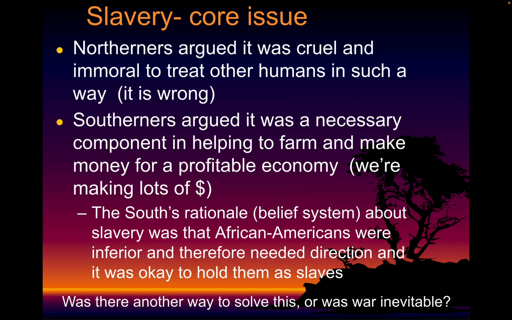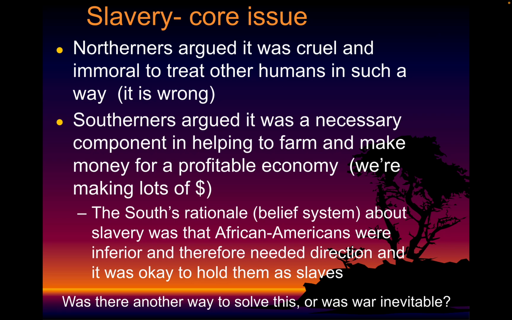Slavery, of course, as we've been discussing, is kind of the core issue of the Civil War. It is not the only cause, but it's probably the single biggest piece of why the North and the South are going to fight each other. Northerners argued that it was cruel, it was immoral to treat other human beings in such a way. In other words, it's just flat out wrong. Southerners argued it was a necessary component in helping to farm and make money for a profitable economy.